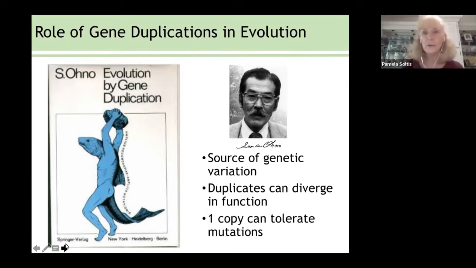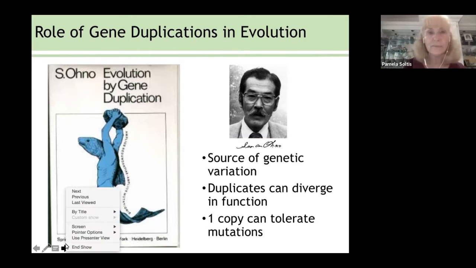Now, of course, when we're considering polyploidy, when the whole genome duplicates, that provides an immense and immediate source of genetic variation.